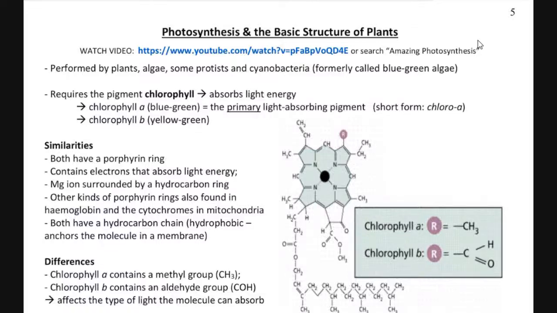Welcome to your lesson on photosynthesis and the basic structure of plants. Now, we've already watched this video, the amazing photosynthesis video. It's a good visual for you to be able to see the bigger processes of what's happening. It's not got a lot of details, though, so we're going to run through more details that are grade 12 university level worthy. And we'll start off with talking about chlorophyll itself.